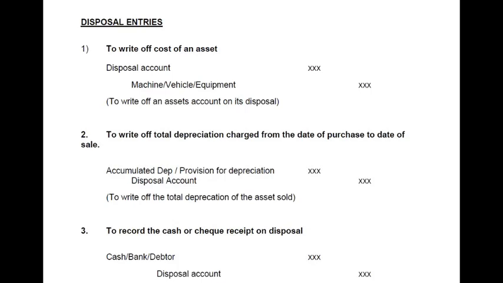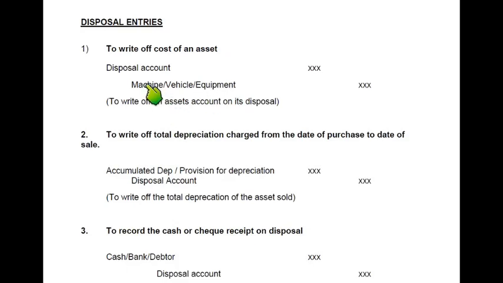No matter which asset you dispose of, if there is a non-current asset that is disposed of, we will be making 4 entries in an exam. First entry is to write off the cost of an asset. This means we need to remove the original cost of the asset from our records.